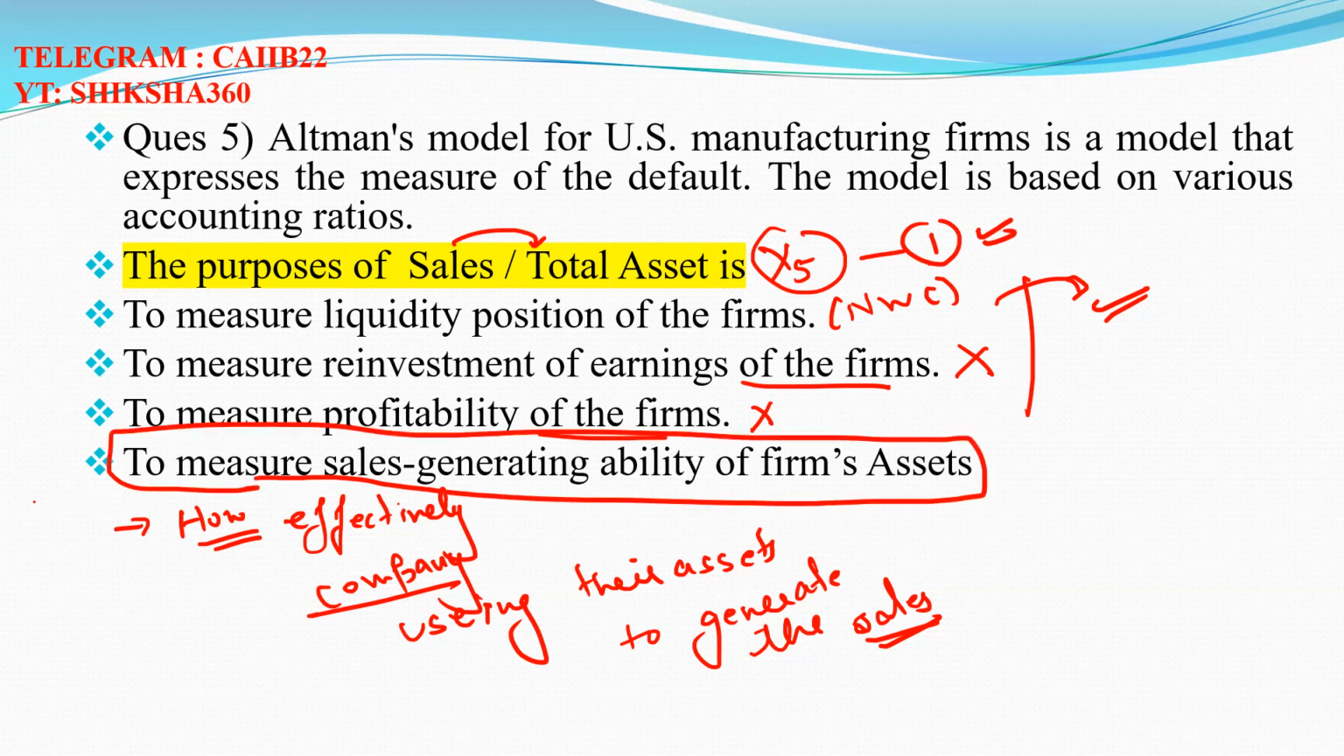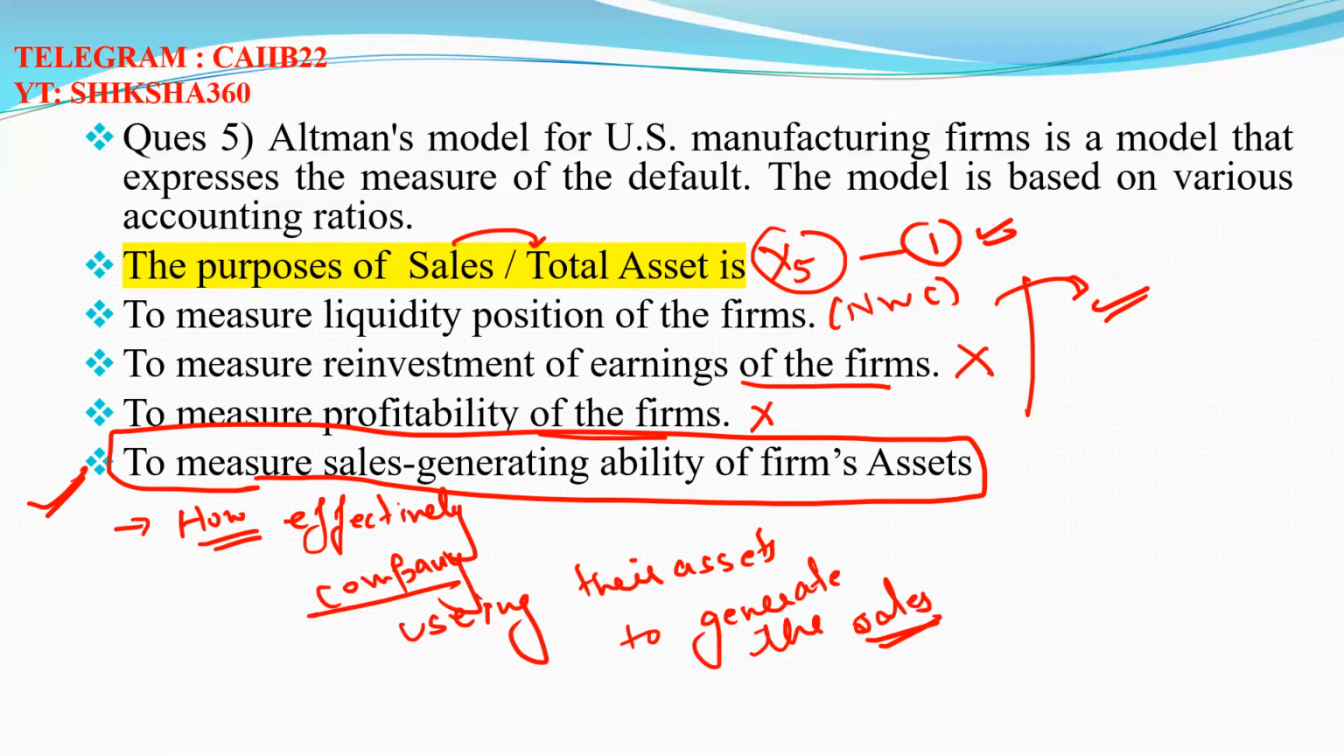Clear? In which way are we using our assets to get more returns, or to generate more sales? So in simple language, we can say it is how you are utilizing your assets to generate more sales.